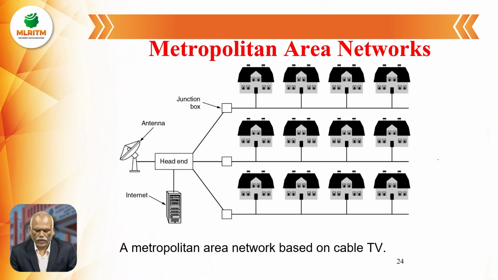The next type of network is the metropolitan area network. A metropolitan area network is within a city, and the distance between the devices is up to tens of kilometers. This resembles a metropolitan area network based on cable TV, where a central office receives the information from the antenna, then distributes it among the TV sets in the houses using a junction box.